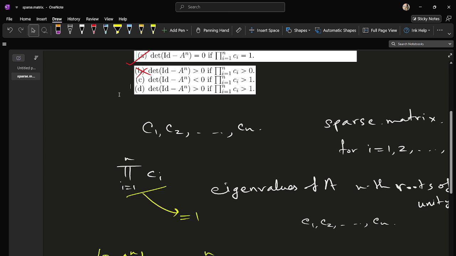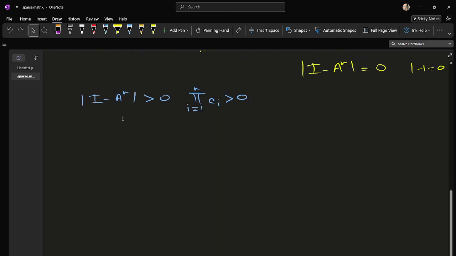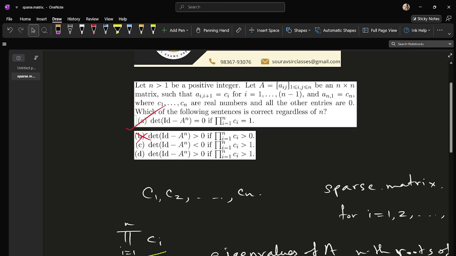Now we have to think about option C, which is telling us that the determinant of I minus A to the power n is less than 0 if our product is greater than 1. If our product is greater than 1, it does not guarantee that the determinant is negative. The determinant can depend on how the eigenvalues are distributed. So this statement is not necessarily true, and option C will also be ruled out.